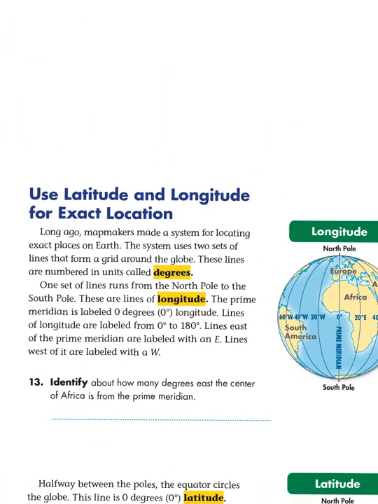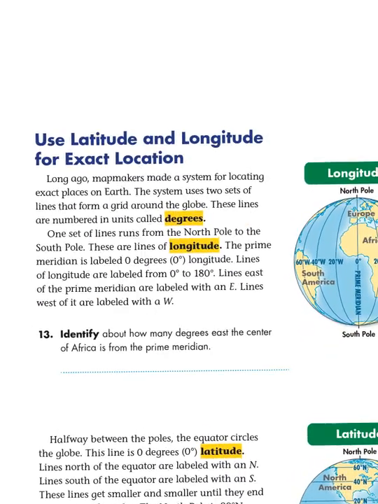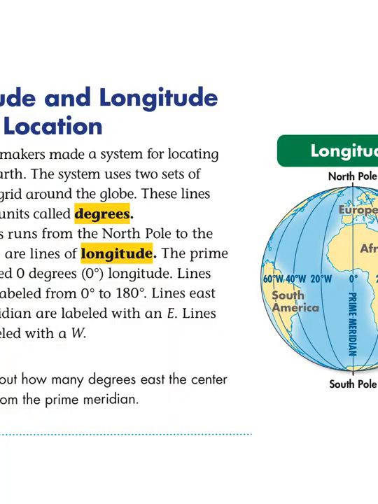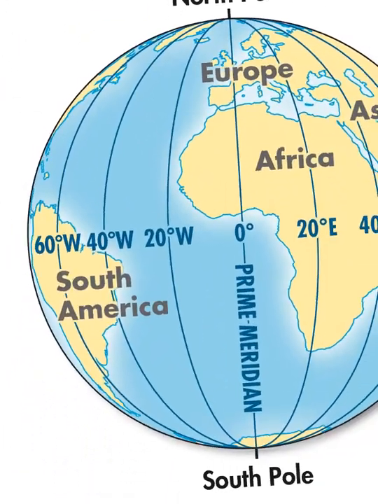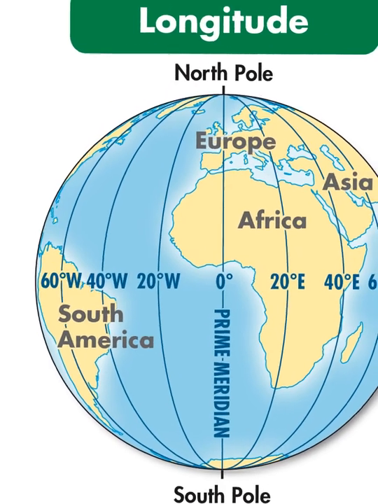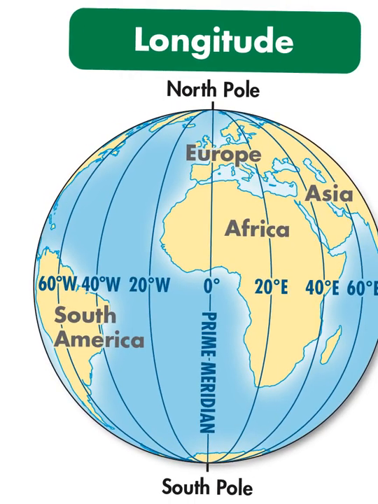When you read in the text, it says one set of lines runs from the North Pole to the South Pole. These are lines of longitude, and the prime meridian is labeled 0 degrees longitude. Lines of longitude are labeled from 0 to 180 degrees. Lines east of the prime meridian are labeled with an E, and lines west of it are labeled with a W.